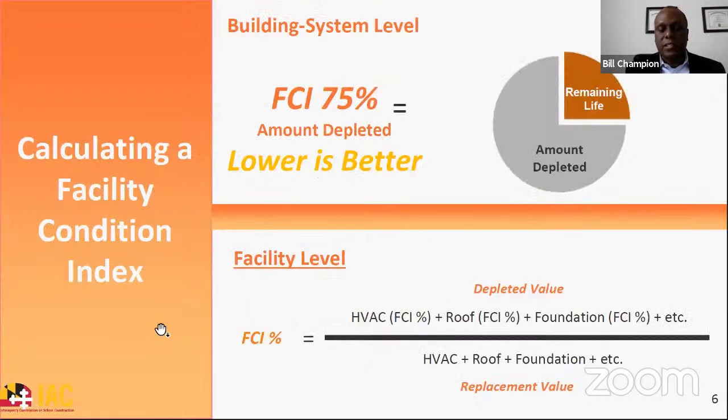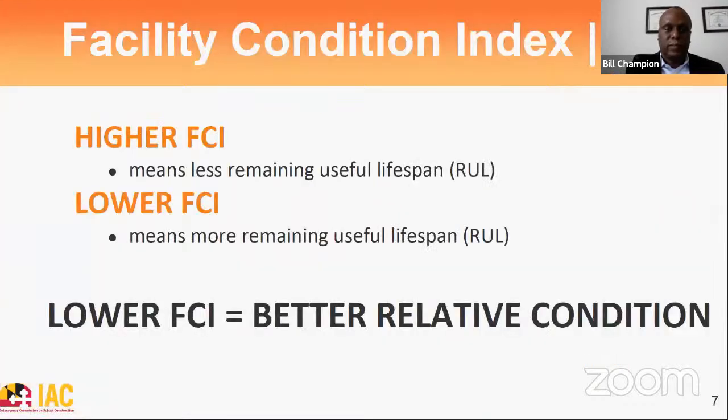The physical condition is measured using the Facility Condition Index score, or FCI score. It reflects the percentage of the expected lifespan that has been depleted to date. We calculate it for each major building system and then weight and average those percentages to obtain a facility-wide FCI figure. Next slide, please. Because the FCI is the percentage depleted, a lower FCI percentage number means a better condition. 0% equals brand new, and 100% equals fully used up. Next slide, please.